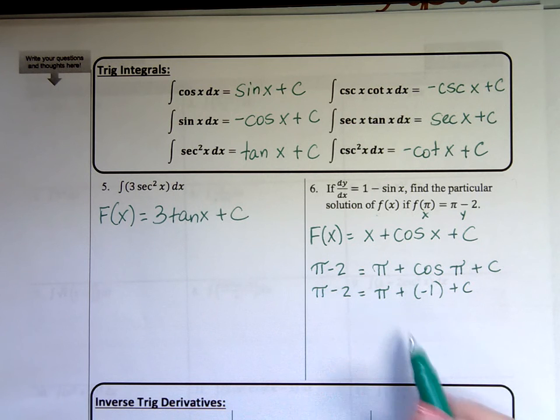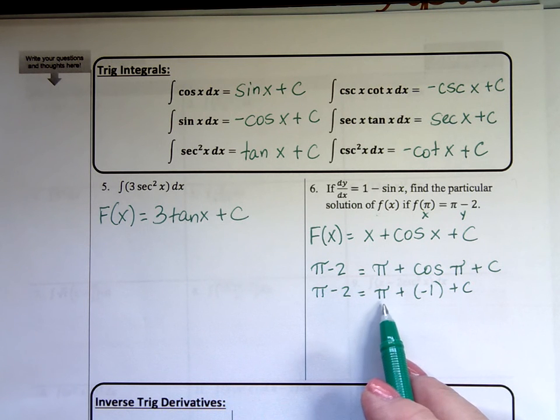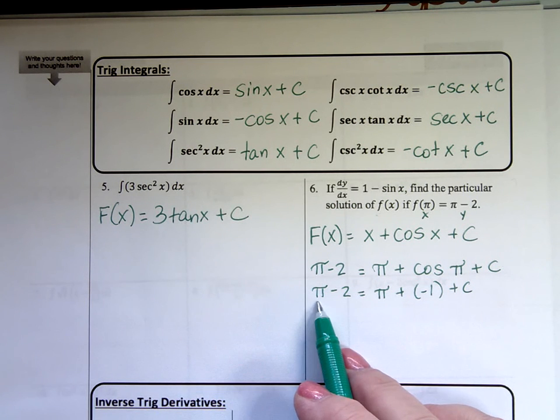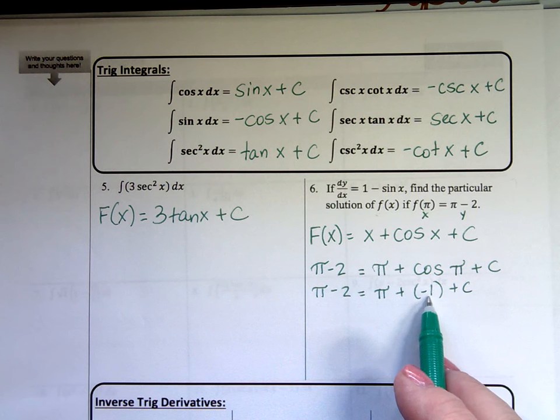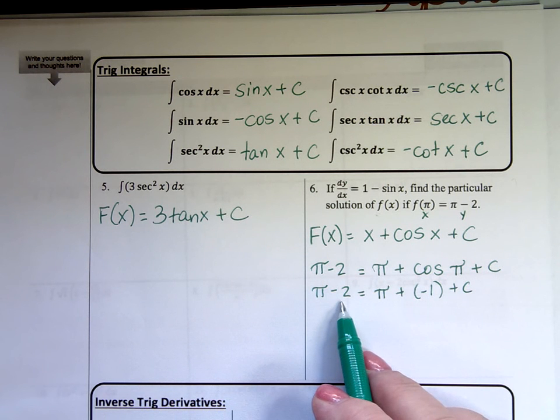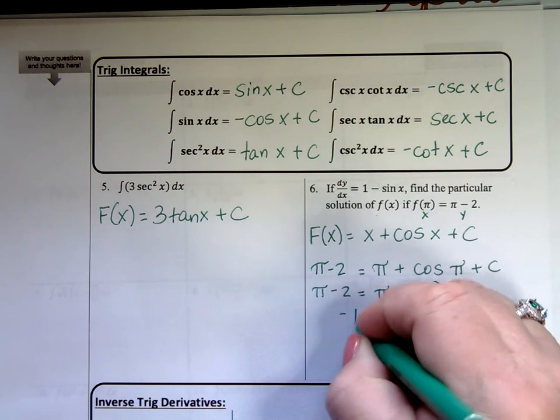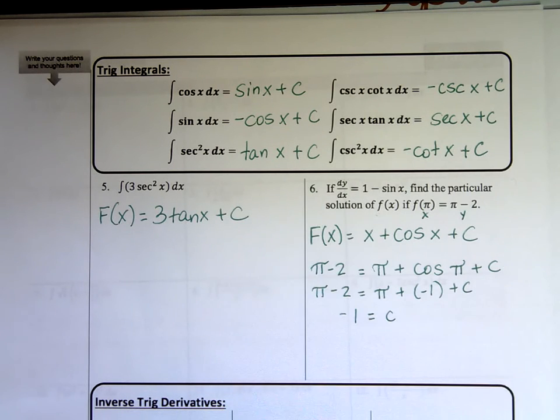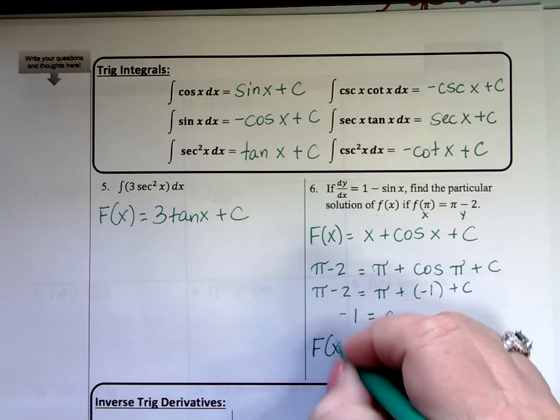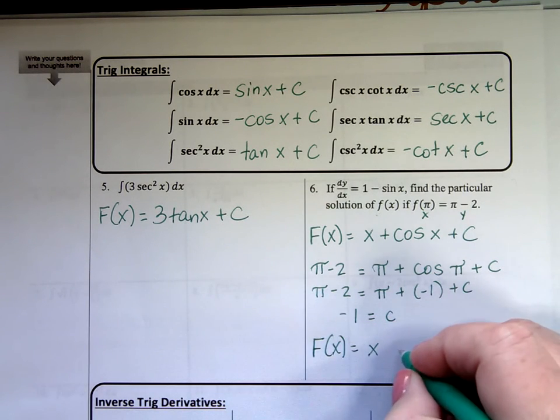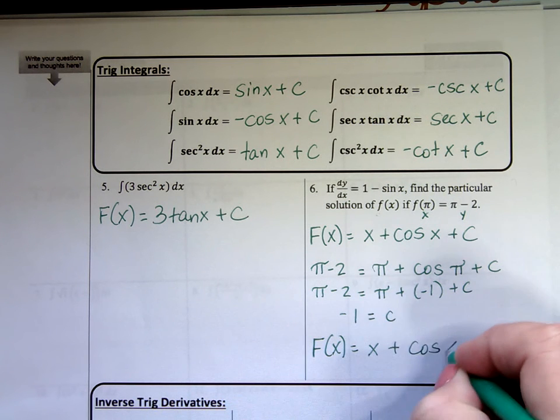All right, let's put things together. If I subtract pi, the pi's cancel out. If I bring this negative 1 over here, it becomes negative 2 plus 1, or negative 1. So I get a c value that's negative 1, and now I can put my function together. Antiderivative is x plus cosine of x minus 1.